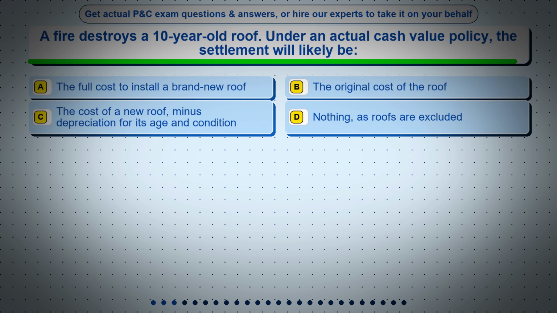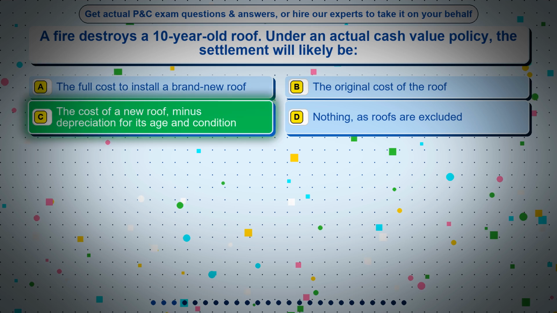Question 3. A fire destroys a 10-year-old roof. Under an actual cash value policy, the settlement will likely be: Option A. The full cost to install a brand new roof. Option B. The original cost of the roof. Option C. The cost of a new roof, minus depreciation for its age and condition. Option D. Nothing, as roofs are excluded. The correct answer is option C.